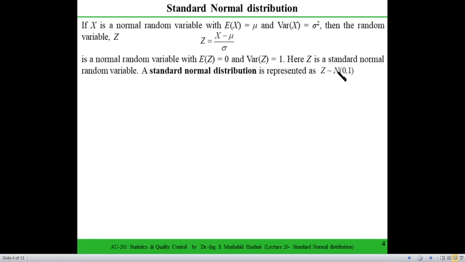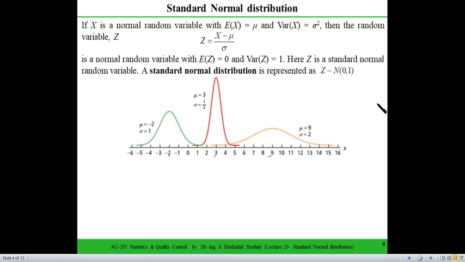So it means the area under the curve would be a fixed value. By doing this mathematical transformation, where x is transformed into z, we will be able to turn our random variable into a standard normal random variable. And here z is a standard normal variable with the mean value equal to 0 and variance equal to 1.